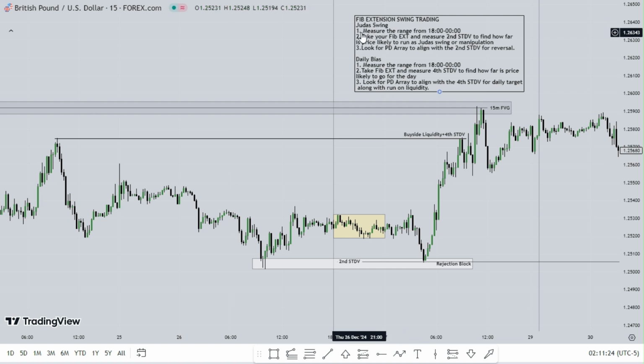What you need to do is measure the range from 18 hours to midnight, which is right here, 18 hours to 00 hours. So this is the Asian range. I won't get into detail why I'm making this an Asian range, but we have a mentorship where we explain more of this.